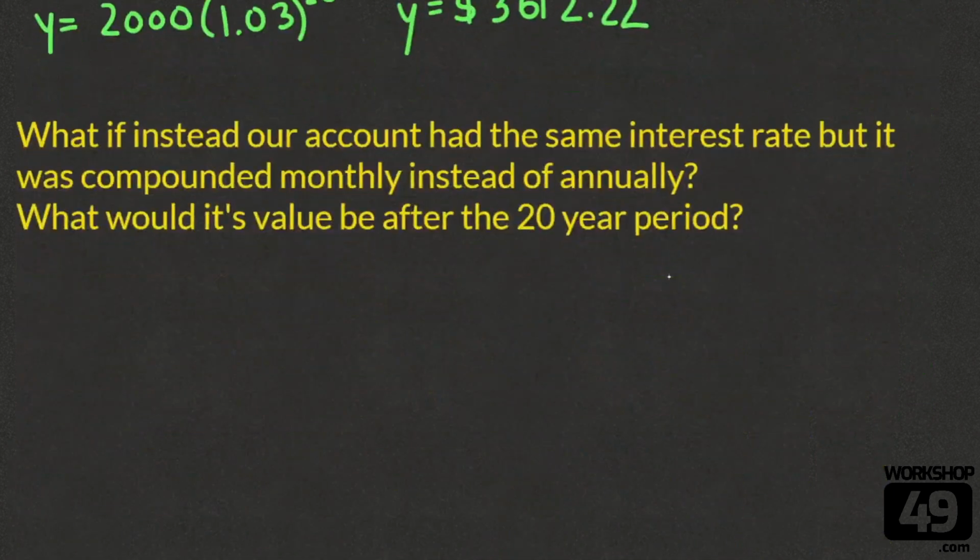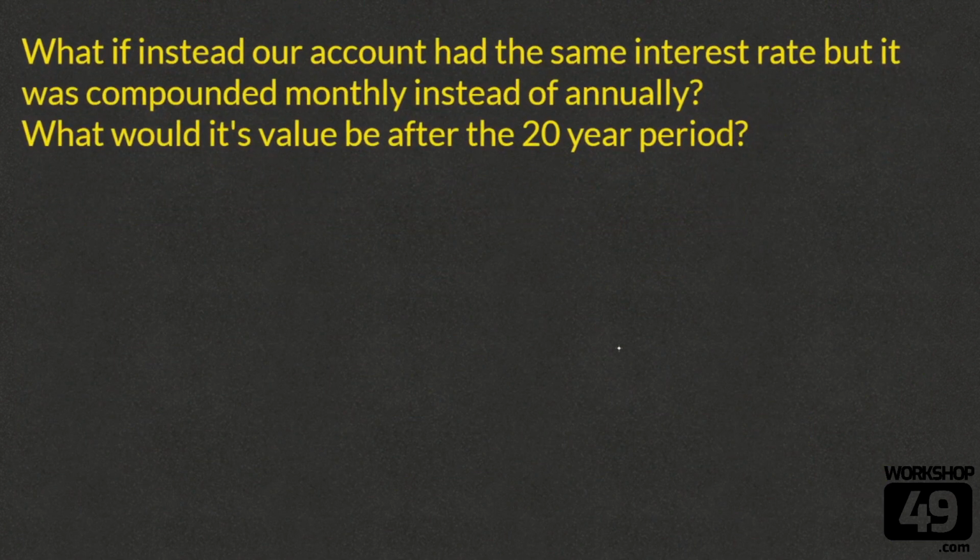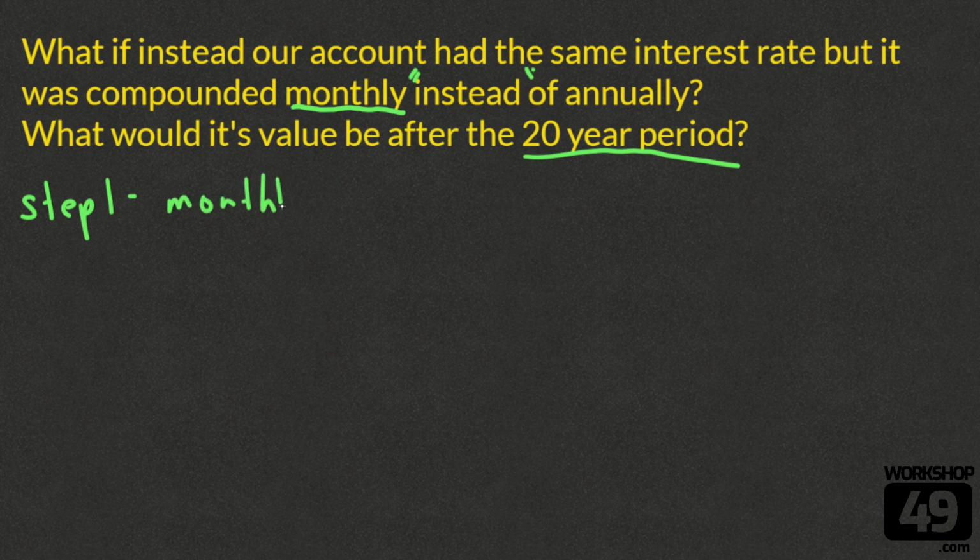In this example, it was done annually, but what if instead our account had the exact same interest rate, but it was compounded monthly instead of annually? What would its value be after the 20-year period? So we're keeping the 3% interest, we're keeping the 20-year period, but we're going to compound it monthly. If you get asked a question like this, the first step that you're going to need to figure out is what the monthly interest rate is.